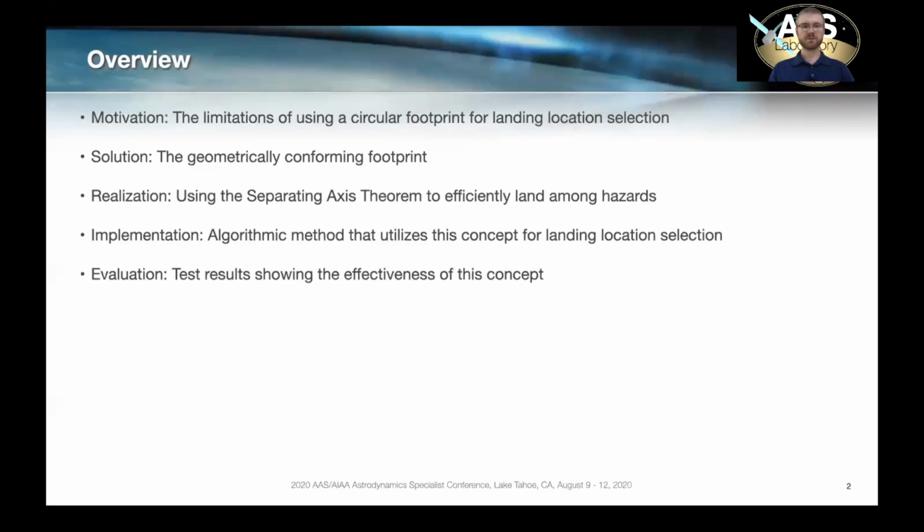I'm going to briefly discuss the current state of hazard detection and avoidance techniques, and an area where I see room for improvement being the use of a circular footprint for landing site selection. I'm going to propose the use of a geometrically conforming footprint and discuss how we can use the separating axis theorem to realize this idea. Then I'm going to discuss how this concept can be implemented numerically, and finally show and discuss test results on the effectiveness of this concept.